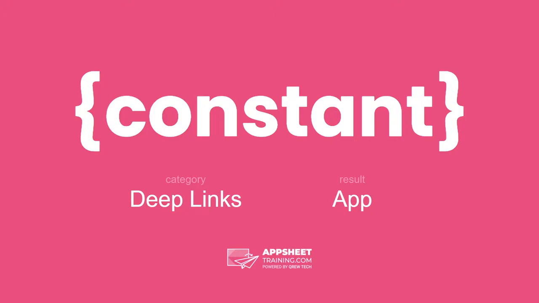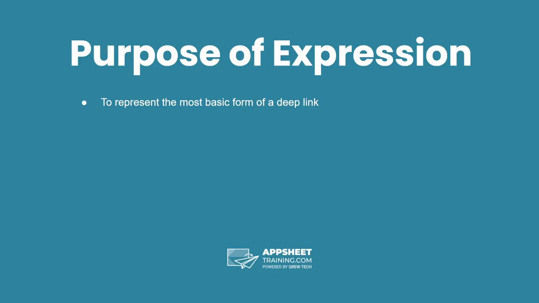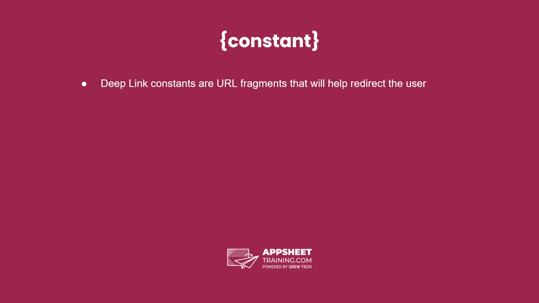A deep links constant is in the category deep links and has a result of an app data type. The purpose of this expression is to represent the most basic form of a deep link. A deep link constant is a URL fragment that helps redirect the user.